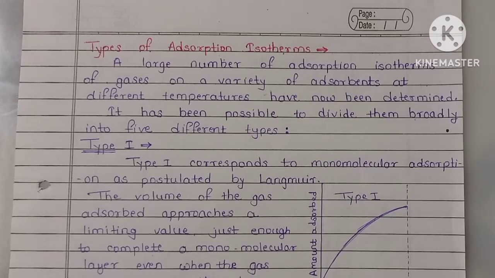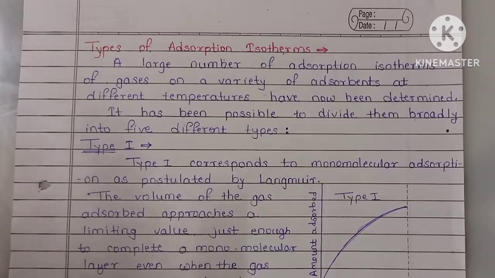Okay, we already discussed Freundlich adsorption isotherm, Langmuir adsorption isotherm, and then we studied the BET equation. Now there are 5 types of adsorption isotherms. A large number of adsorption isotherms of gases on a variety of adsorbents at different temperatures have now been determined. There are 5 major types observed.